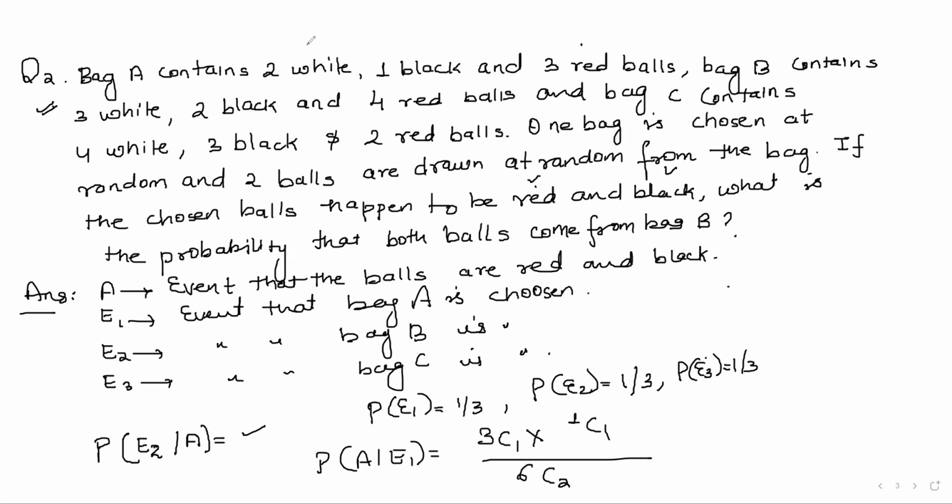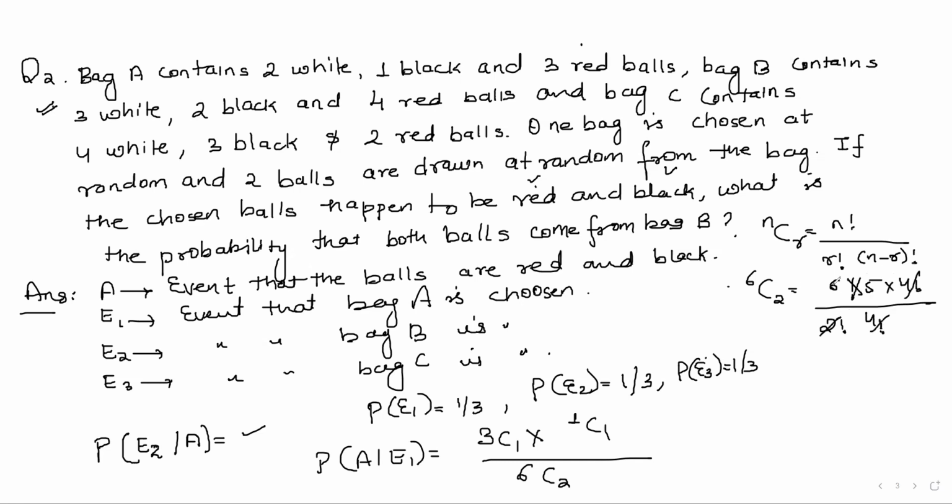Sir, how do we write 6C2? Like, how do we expand it? Okay, remember this formula: nCr is equal to n factorial by r factorial, (n minus r) factorial. So for 6C2, this means 6 factorial by 2 factorial, and 6 minus 2 is 4 factorial. So 6 into 5 into 4 factorial, this will cancel out, and you will get 15. Clear, Nabil? I've done it directly here.